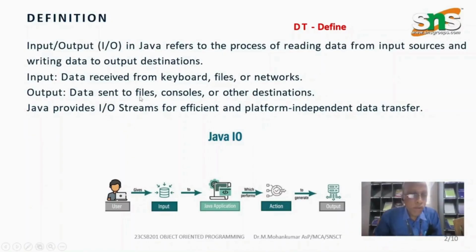So data sent to files is output, and it is reflected in the data through files. Then there are consoles, and we call them consoles, and there are other destinations also. So Java provides IO streams for efficient and platform independent data transfer. Here, let us see an example.